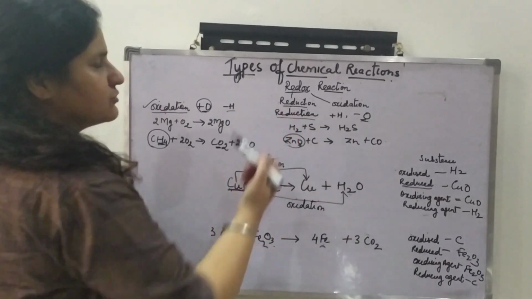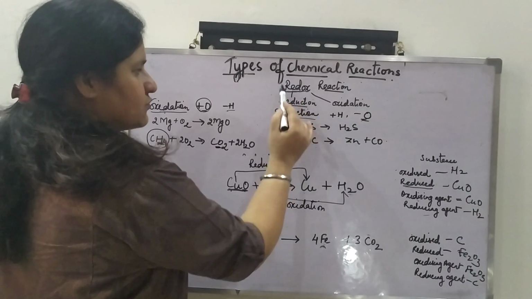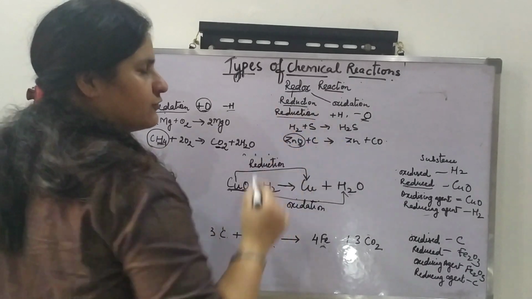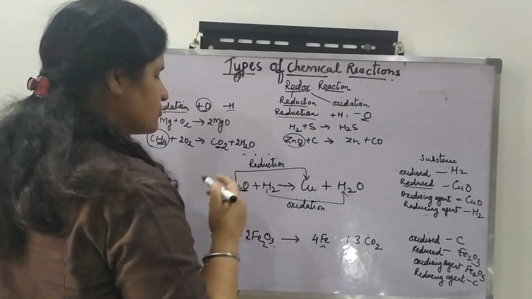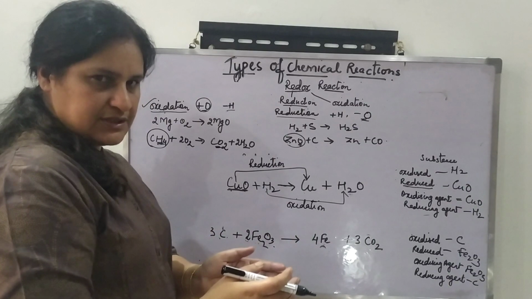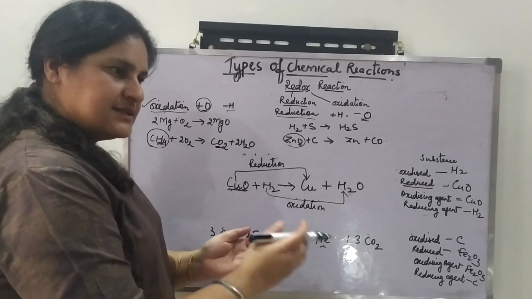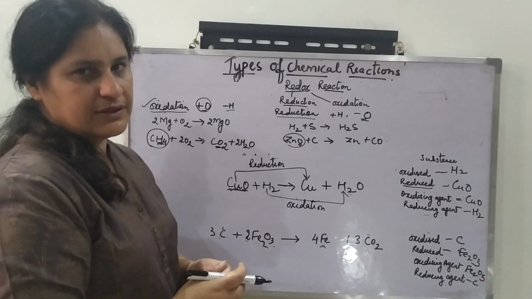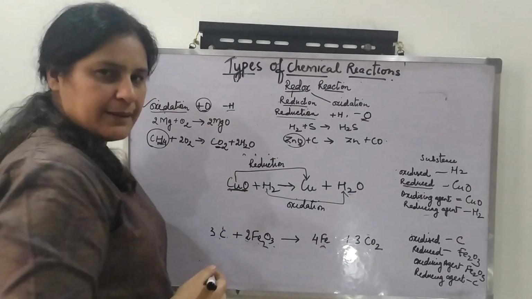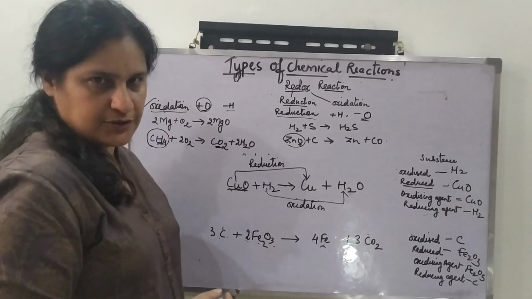Yes, children, today we'll do redox reaction. In the word redox, RED stands for reduction and OX stands for oxidation. So, all those chemical reactions in which reduction and oxidation take place at the same time in the same reaction are said to be redox reactions. Before we take up the examples for redox reactions, let's understand oxidation and reduction.